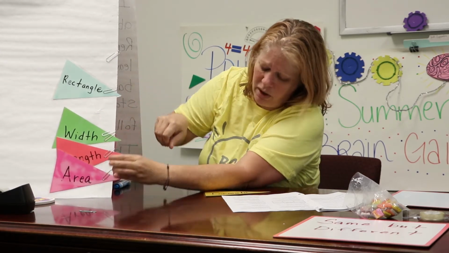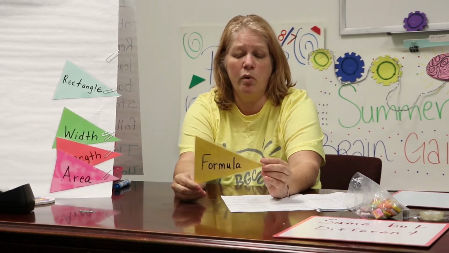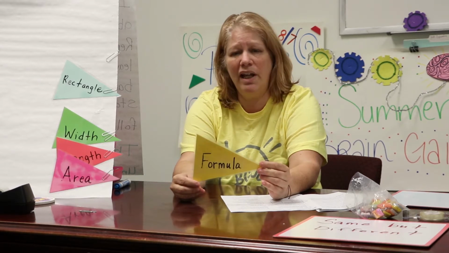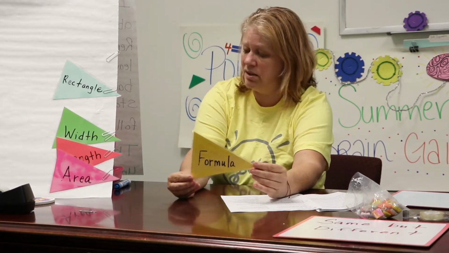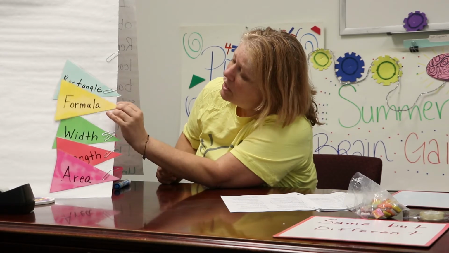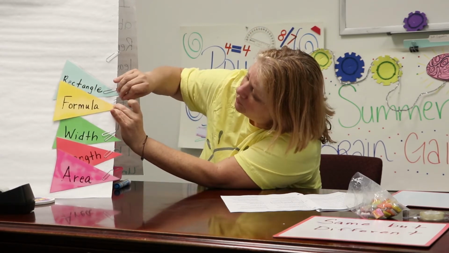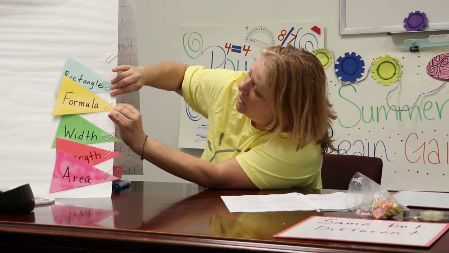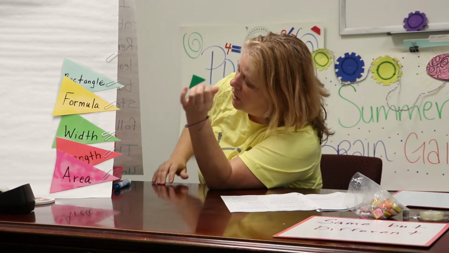And our last word is formula. A formula is a special type of equation that shows the relationship between different things. It's more like a math sentence. A lot of people use equations instead of writing out a bunch of words. They use letters and numbers and make up an equation. And we're going to learn the equation today, or a formula today, to find the area of a rectangle.